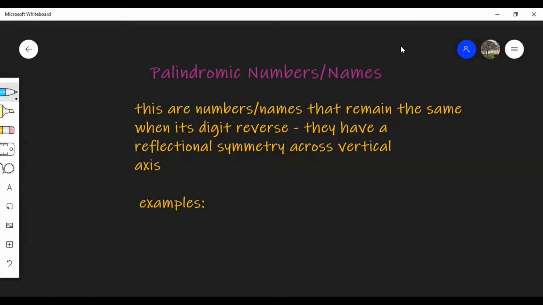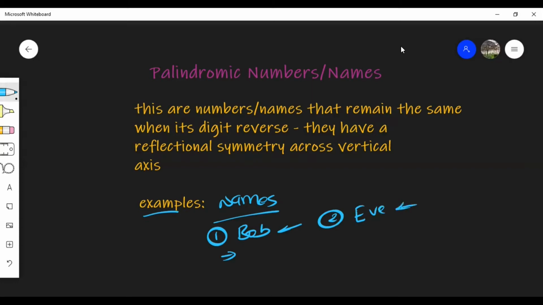So let's take examples of names that are palindromes. An example is a name like Bob. The name Bob can be read from right to left without losing its meaning. Another one is Eve. You can read it from right to left without losing its meaning. That means if you read Eve, it remains the same.